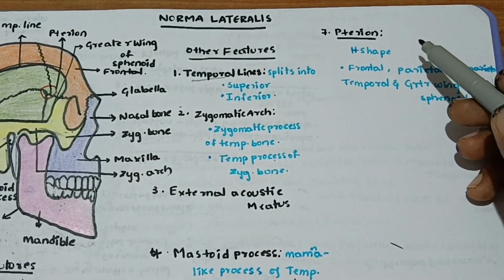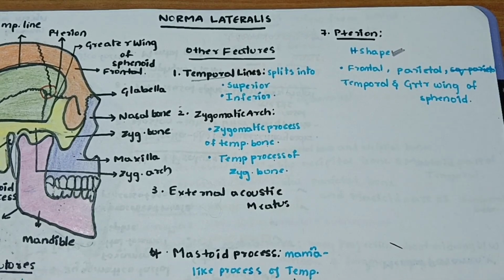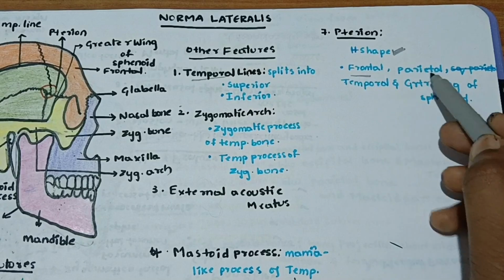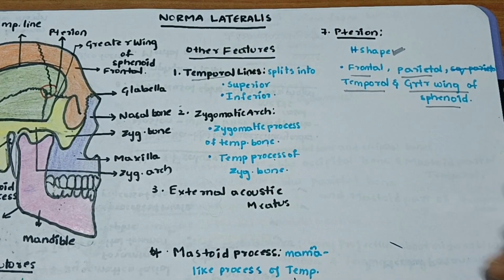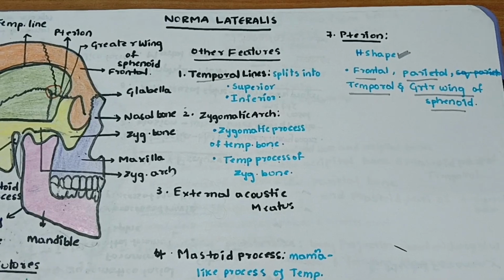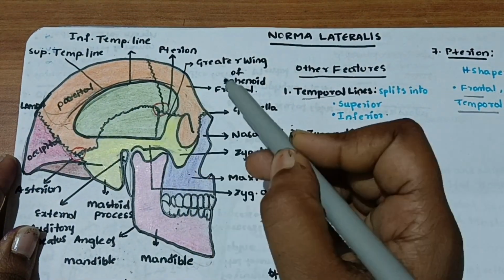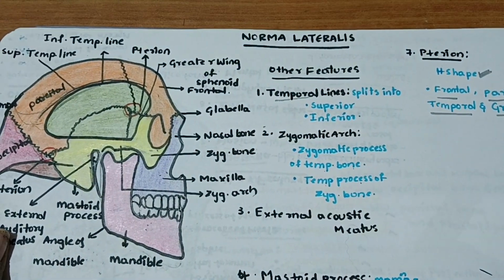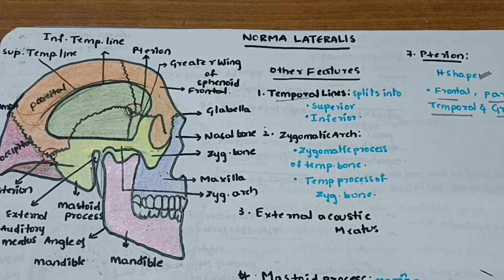And another feature is what? Pterion. It is H-shaped. It is presented as an H-shape. It is formed by frontal, parietal, temporal, and greater wing of sphenoid bones. Yes, this is a pterion. This point is a pterion where frontal, parietal, temporal, and greater wing of sphenoid meet by forming sutures. By their sutures it is known as pterion.